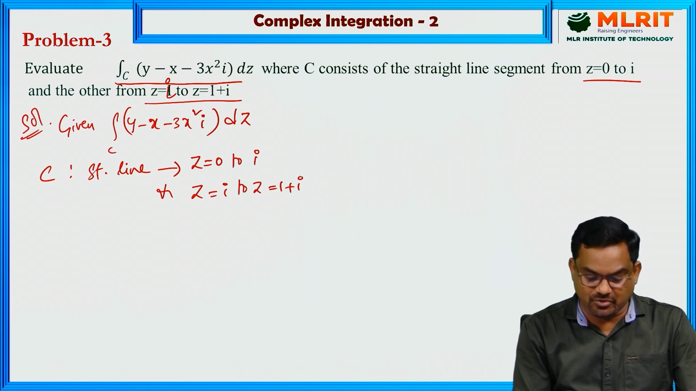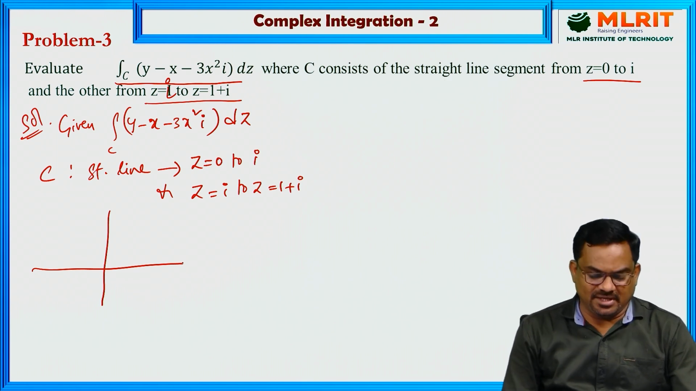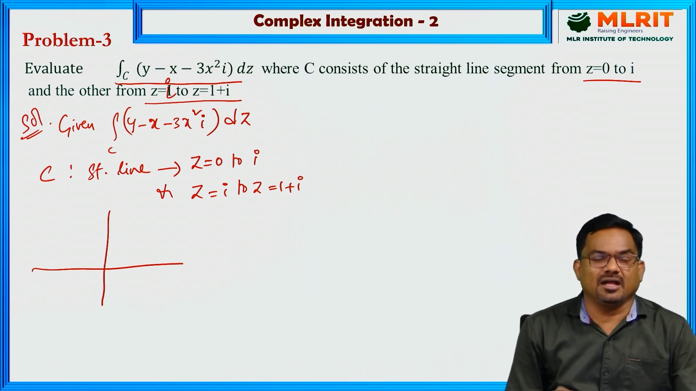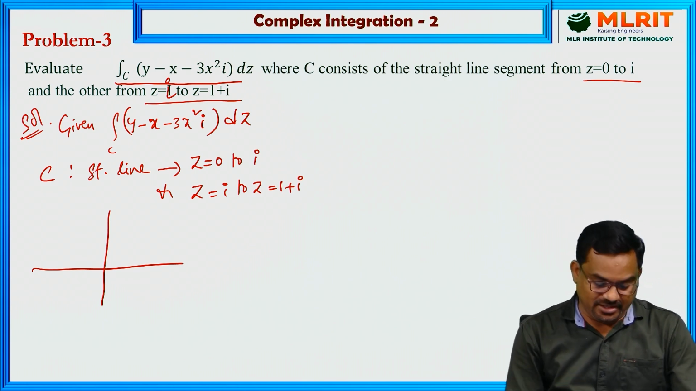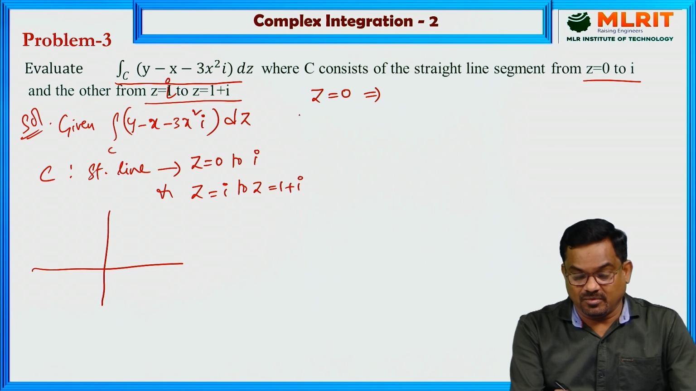So if you draw the graph of this, you can identify exactly what is the curve C and also the limits of integration. Now first, z equal to 0 to i, z equal to 0. What does it mean? We have z is x plus iy. So x equal to 0 and y equal to 0.